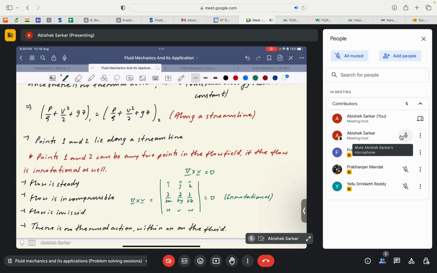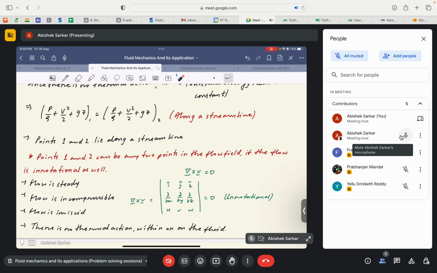So if the velocity field satisfies this condition, that is, the flow field is irrotational, then points 1 and 2 that we said should lie along a streamline may not be on the same streamline. Points 1 and 2 can lie at any 2 points in the flow domain. Is that clear now, Sriniket? Yes, sir. Okay, so this is very important.